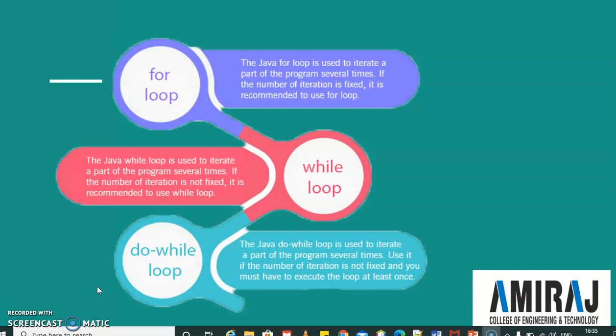When the number of iterations is fixed, the for loop is recommended. When the number of iterations is not fixed, the while loop is recommended. And if you want to run your program or iteration at least once, then the do while loop is recommended.